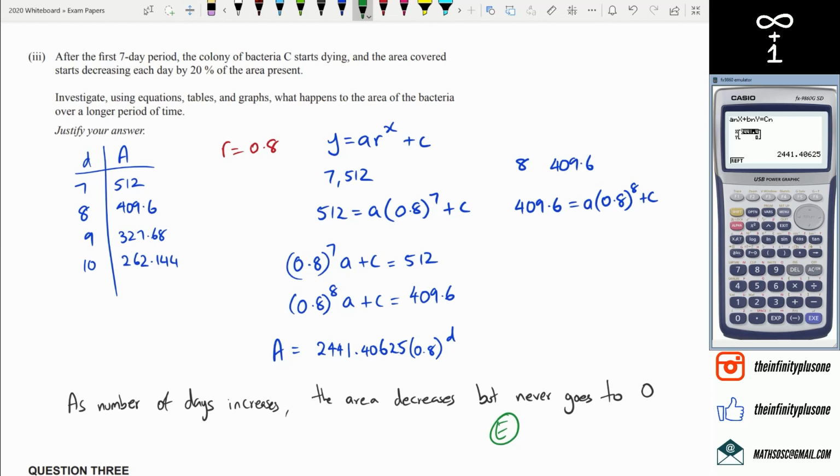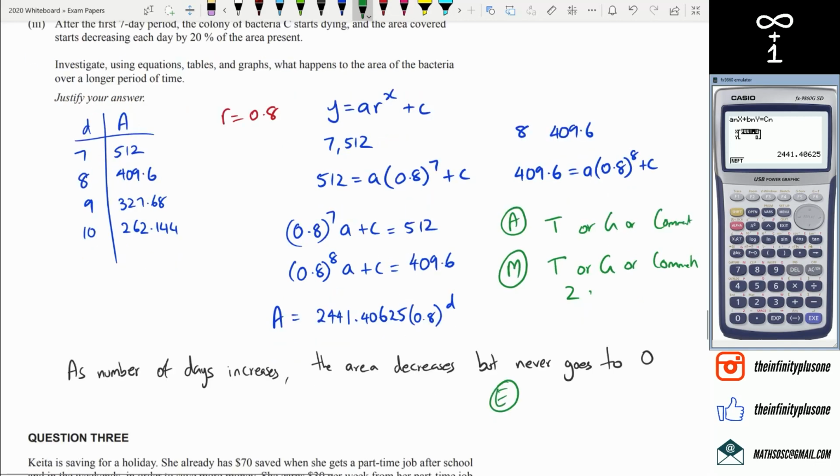For merit, you can get an attempt at the graph and a comment and a table. So for merit, you could have a table or a graph or comment. Two of them you need. And then for achieved, you need either one: table or graph or comment. So one of those things will get you an achieved, two of those things will get you a merit, but you need all four by the looks of it to get an excellence. All right, let's go to the next question.